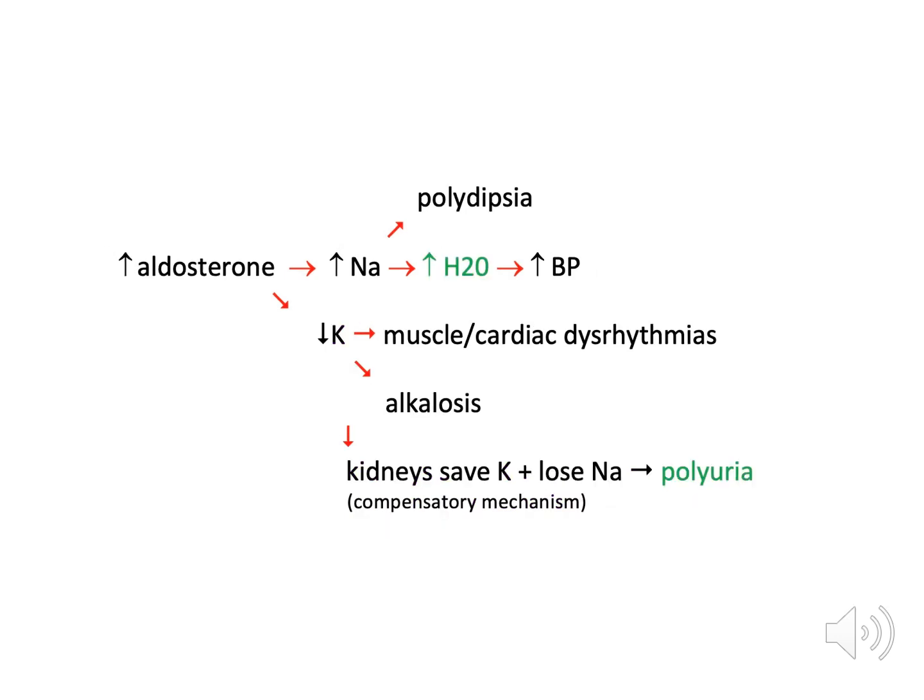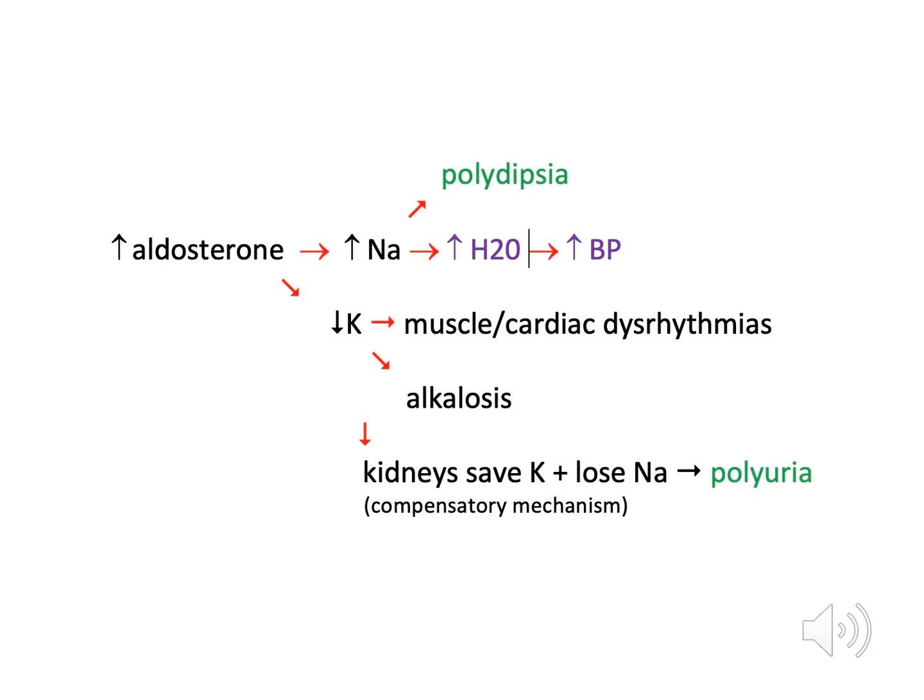Now, maybe you're thinking this is kind of contradictory, right? Because how can you have polyuria and still be retaining water? Well, the answer to that is because remember you also have polydipsia, right? So you might be peeing a lot, but you're also drinking a lot. And that kind of cancels each other out, and so you could still end up with water retention and high blood pressure even though you have polyuria because you're drinking a lot and you're replacing all the water that you're losing. Does that make sense?